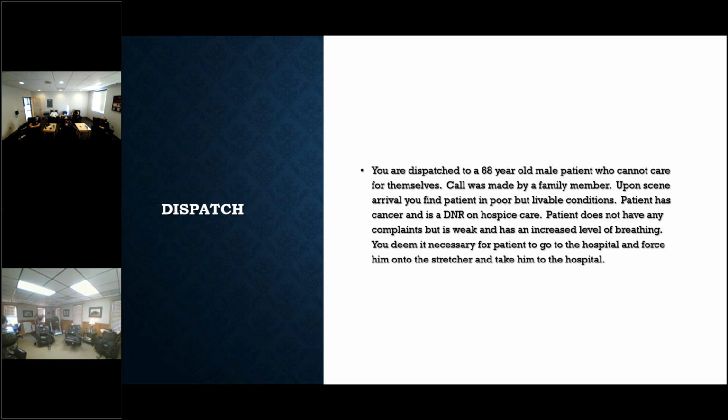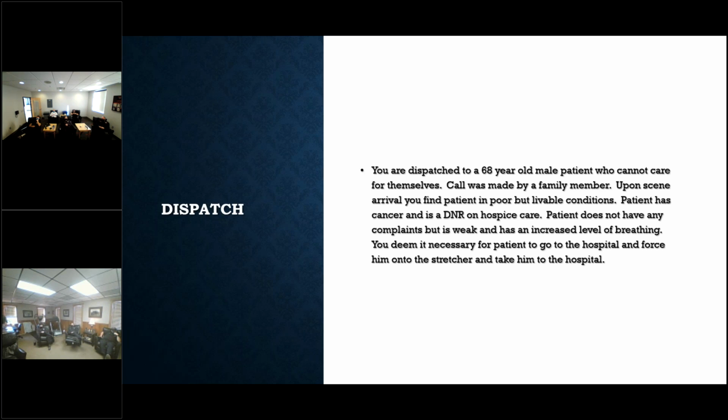You're dispatched for a 68-year-old male patient who cannot care for themselves. Call was made by a family member. Upon scene arrival, you find a patient in poor but livable conditions. Patient has cancer, DNR, and is on hospice care. Patient does not have any complaints but is weak and has an increased level of breathing at this time. You deem it necessary for the patient to go to the hospital, force him onto the stretcher, and take him in, even though he is alert and oriented and is able to make his own medical decisions at this time.